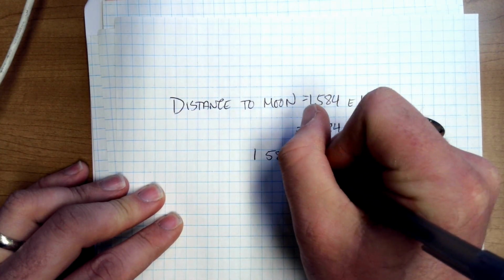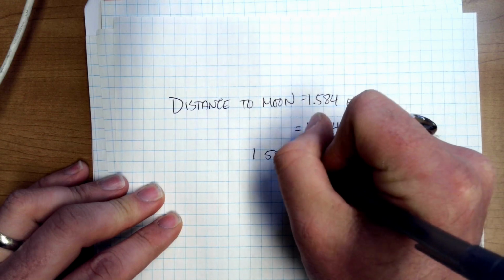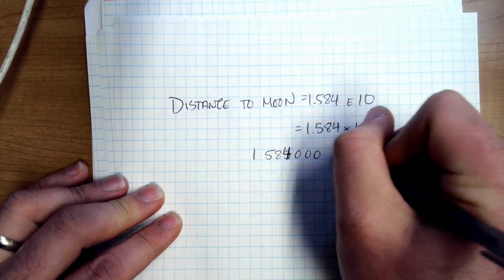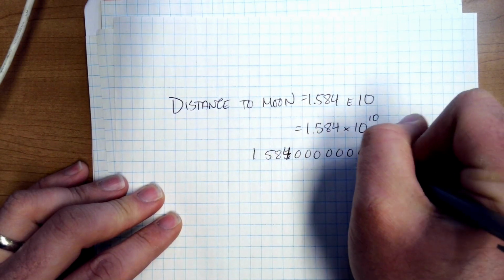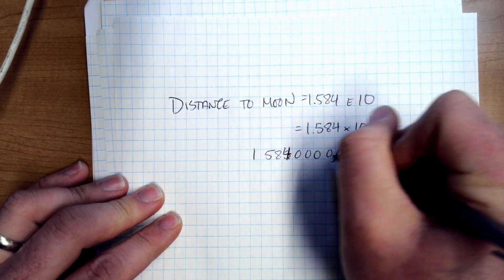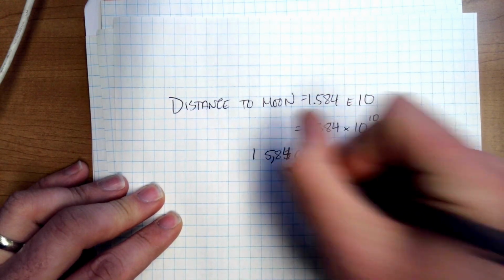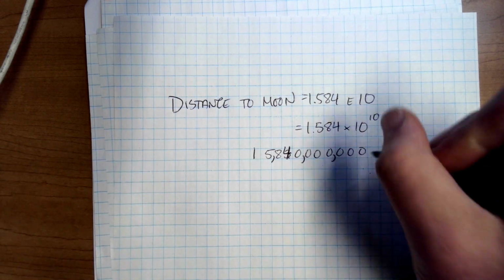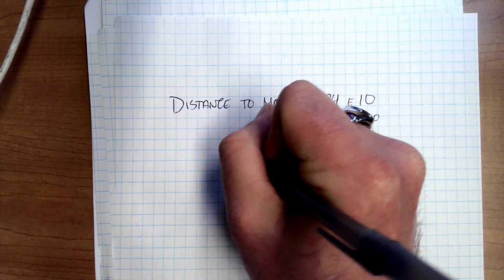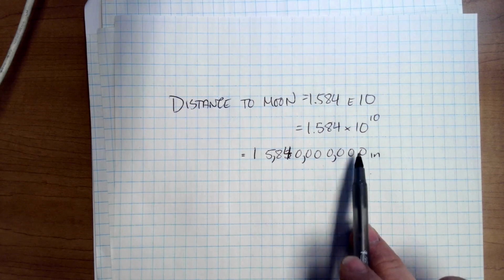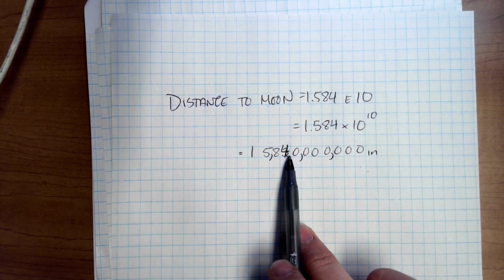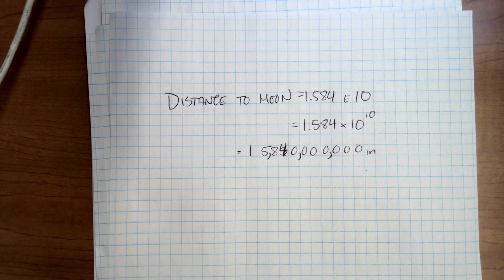1, 2, 3, 4, 5, 6, 7, 8, 9, 10. So the distance to the moon is about, hundreds, thousands, millions, billions, 15,840,000,000 inches.